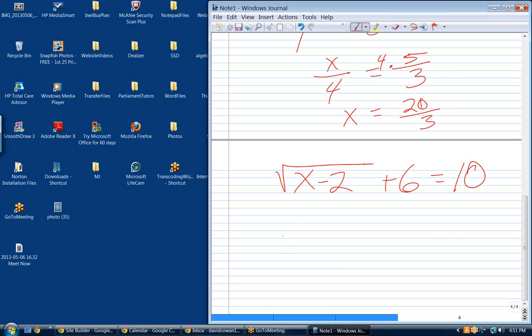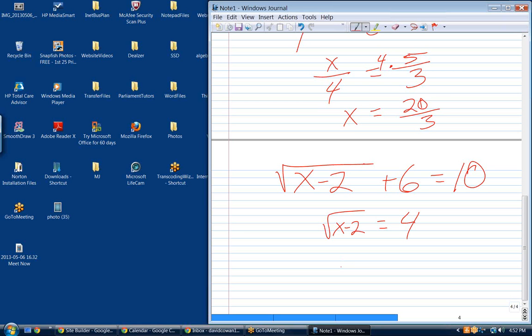Next line. So you do minus 6, so it would be the square root of x minus 2 equals 4. Next line. Add the square root of 2.